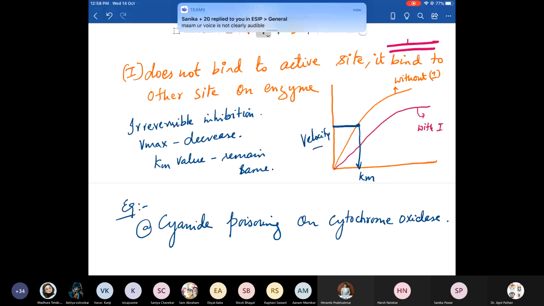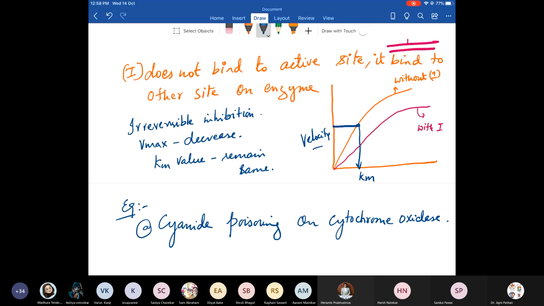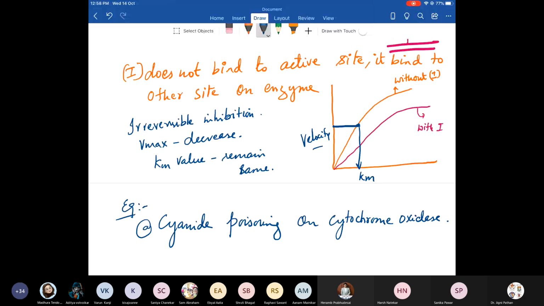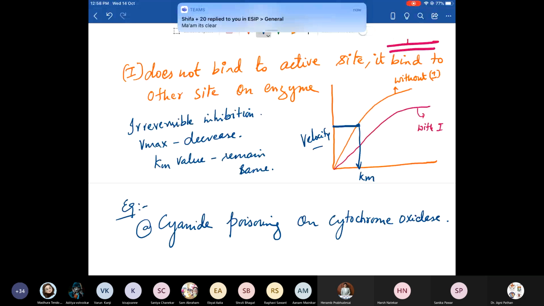My voice is not clear. Sanika, my internet is okay, good enough. Everybody is facing the same problem. No, ma'am. Okay. Sanika, you can just re-log in and check because my internet is on full. Okay, Sanika? Okay, thank you, Shifa.